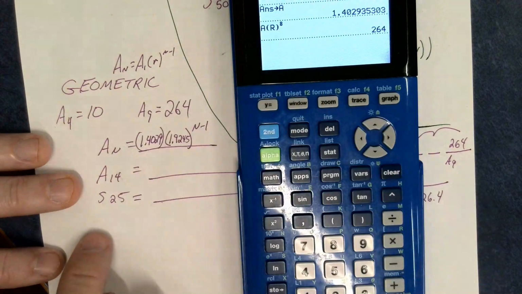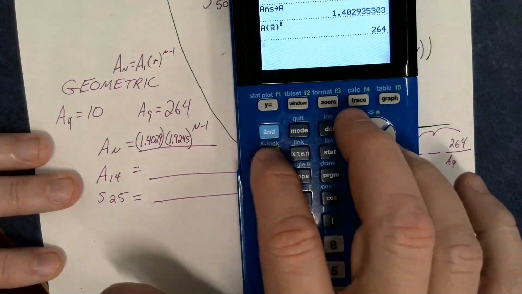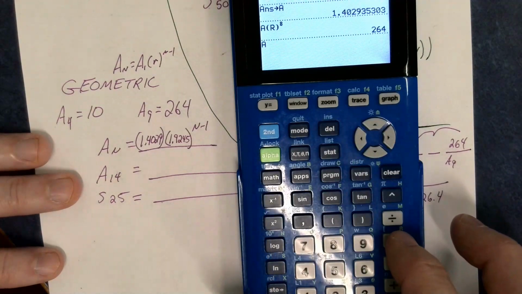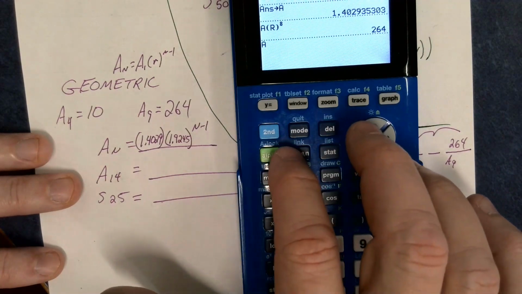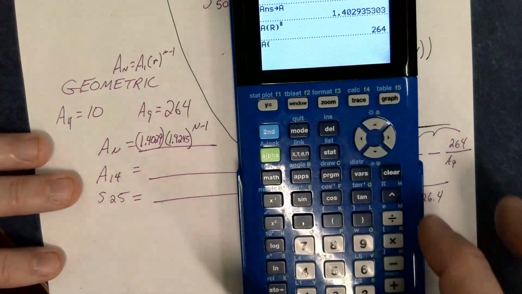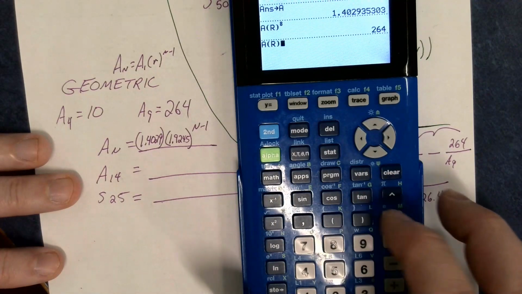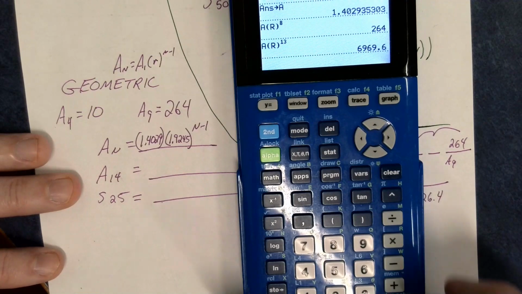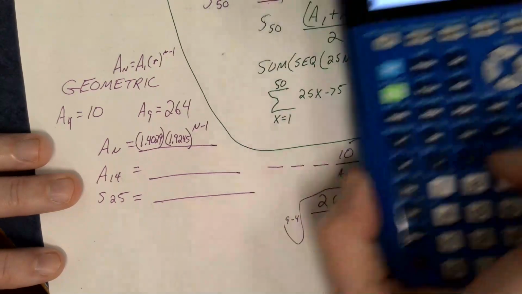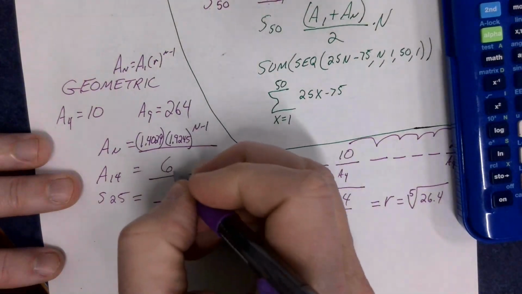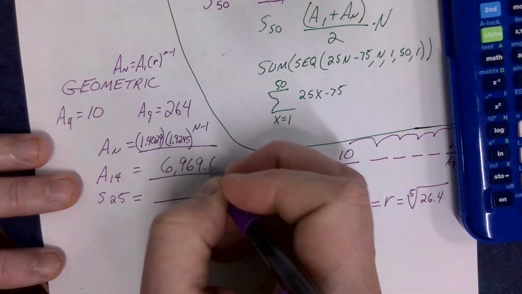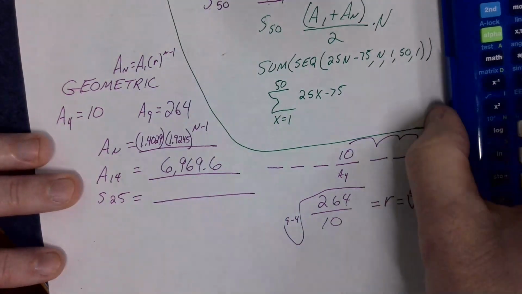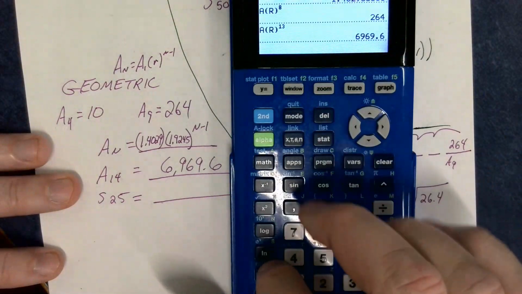So if I want to do the 14th, I'm just going to do alpha A, parentheses alpha r, raised to the 13th power, because that's n minus 1. And I get 6,969.6.